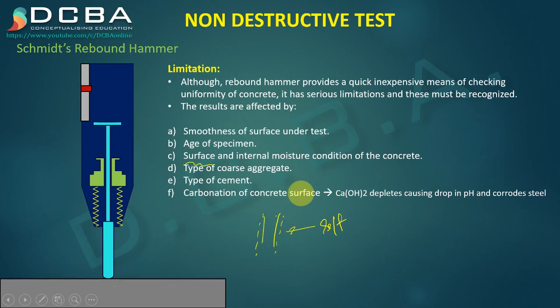So when that passive layer goes away, the reinforcement starts corroding, and therefore carbonation is something that should be avoided. And naturally if the steel is getting corroded, then the entire strength of the concrete will also be affected because of that, and in the same way the rebound number will also be affected. So this was it about the limitations of Schmidt's rebound hammer.